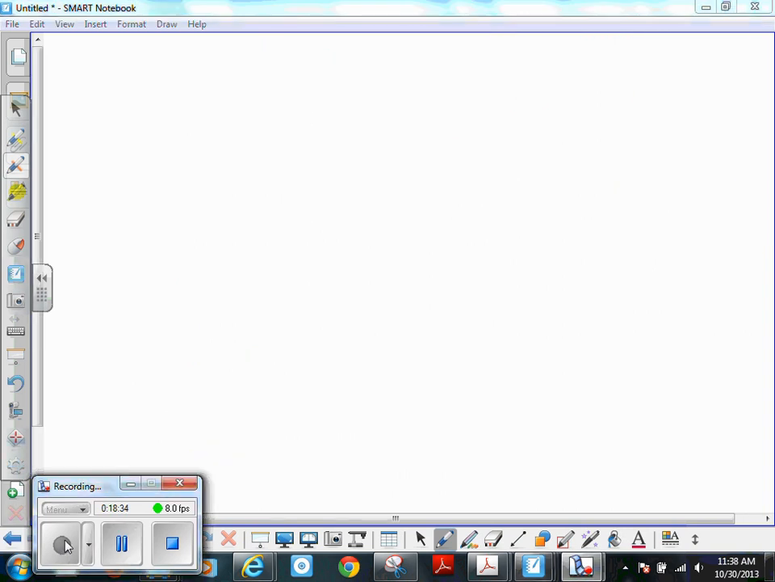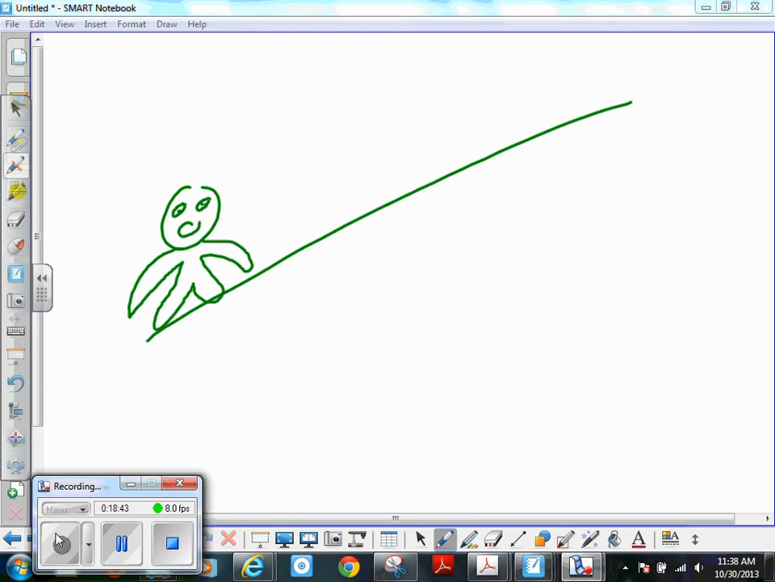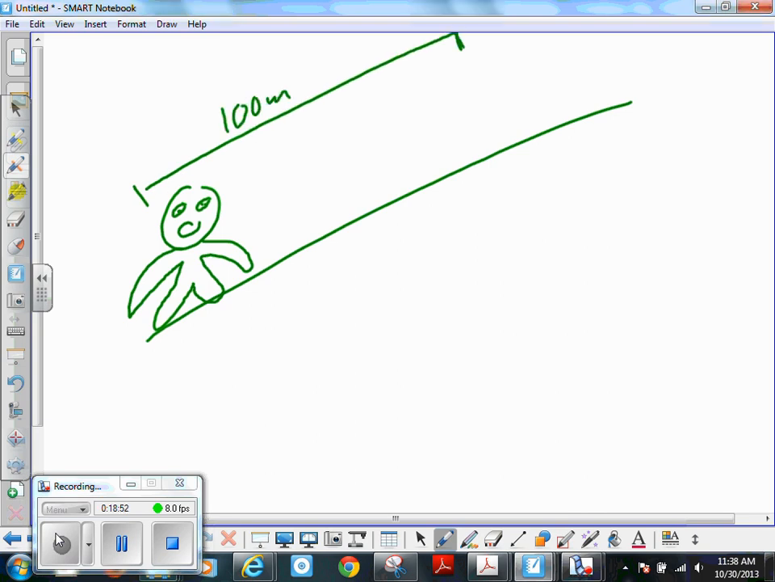Okay, so we got to bring Newton's laws back. So we're going to talk about a Wookiee. You know what a Wookiee is, right? No. Okay, so the Wookiee runs up the hill. Okay, and the Wookiee runs 100 meters. The hill is 30 degrees, and it takes him 5 seconds to do so.